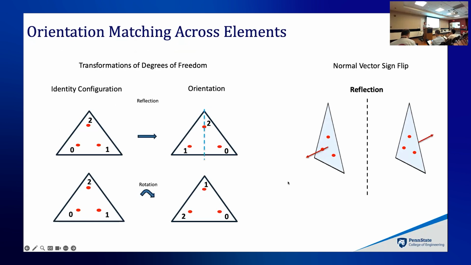If we take a look at the 2-dimensional example, you have some identity configuration of degrees of freedom on a triangular face. You use reflections or rotations to produce different orientations. For HDiv, we actually have special consideration because we have this outward-facing normal. When you do a reflection, the direction of that normal changes, so you have a sign flip in that vector. We need to take special care to account for that.